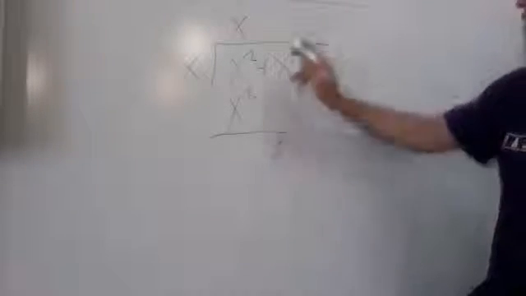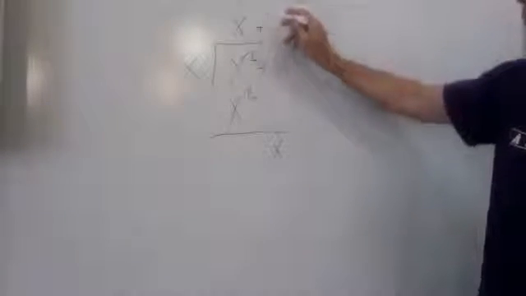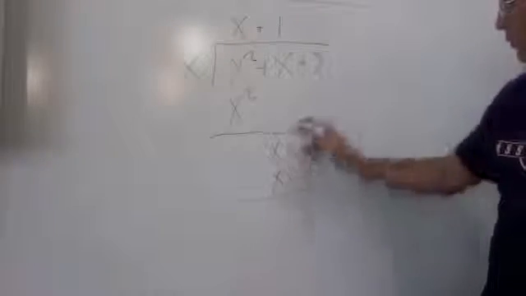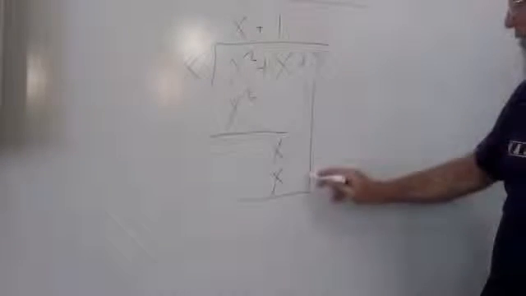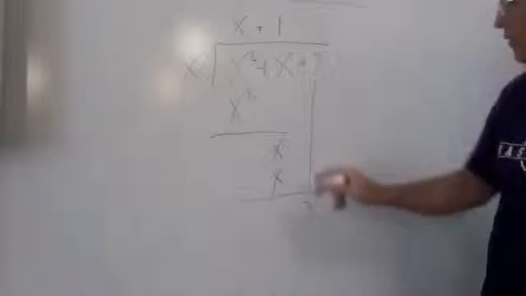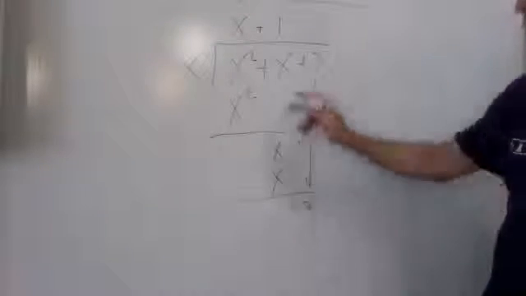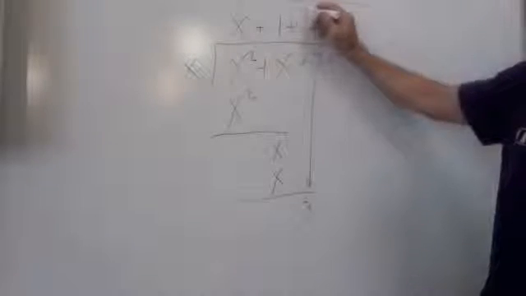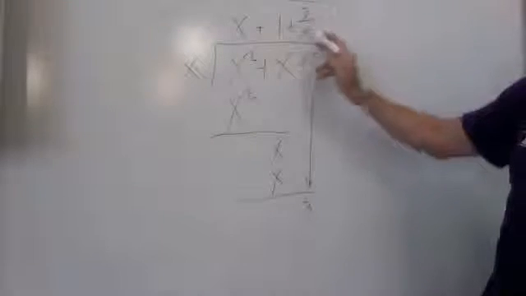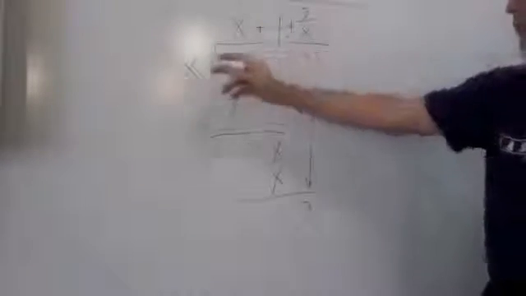So now we bring down the next thing. X is here. So what can we multiply that by to give you x? Well, of course, we multiply by 1. 1 times x is x. We subtract that, it goes away. We bring down the next thing, which is a 3. Is there anything we multiply by x to give you 3? There's not. So that's going to be our remainder. Our remainder is going to be 3 over x, just like we did in the long division case. So x plus 1 plus 3 over x is the division of this term divided by x.